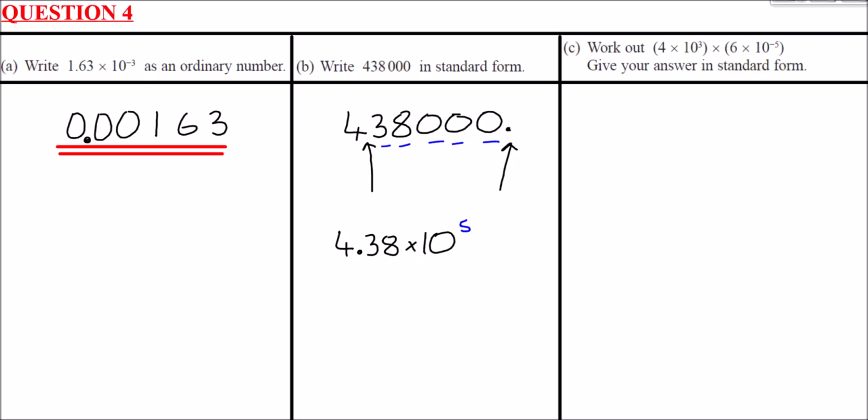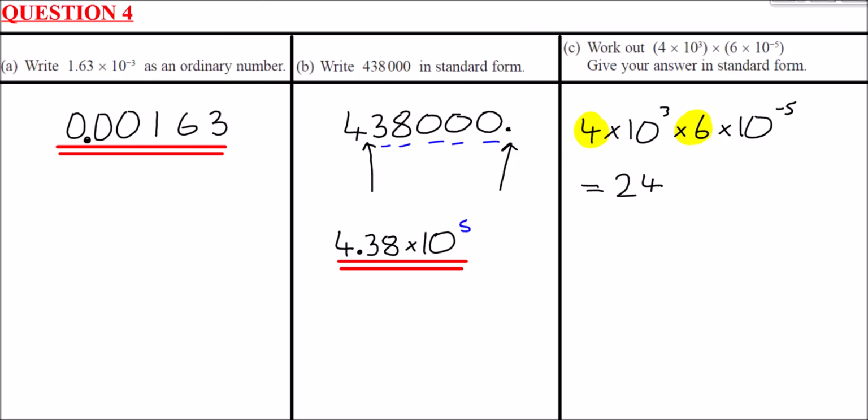And lastly, work out 4 times 10 cubed times 6 times 10 to the minus 5, give your answer in standard form. So even though we've got brackets here, we don't need to think of these as brackets at all. So we can just think of it as 4 times 10 cubed times another 6 times another 10 to the minus 5. Deal with the normal looking numbers first. So normal 4 times normal 6 is 24. And then we can do the powers of 10. So we've got 10 cubed times 10 to the minus 5.